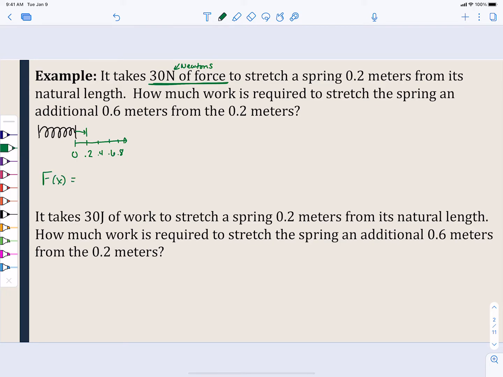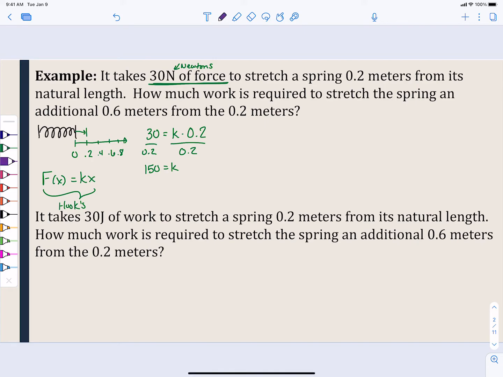Also, what we know is true about springs is that they satisfy Hooke's law, that the force required to stretch or compress that spring is k, which is some constant, times x, which is how far we stretch it. So we know that it's 30 newtons of force, so 30 is equal to k times 0.2 meters. We can use this fact to solve for k and figure out what the spring constant is for this situation. And for this situation, k is 150.